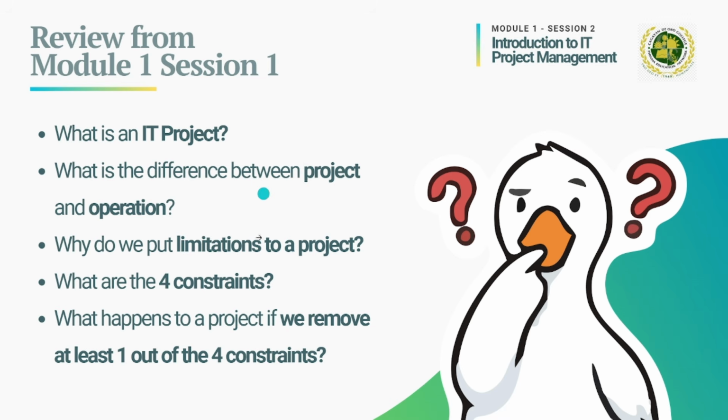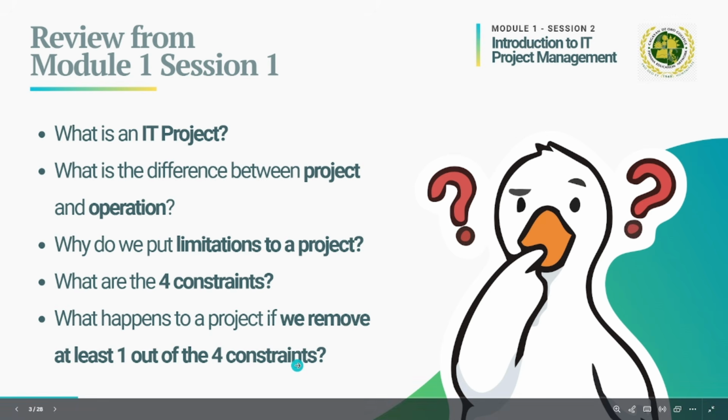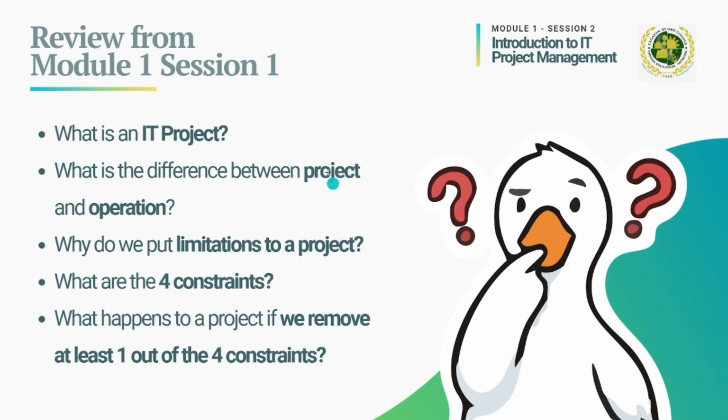Now, what are the four constraints? Recall, there are scope, time, cost, and quality. What happens to a project if we remove at least one of the four constraints? There's a high chance that the project you're trying to build will most likely fail.